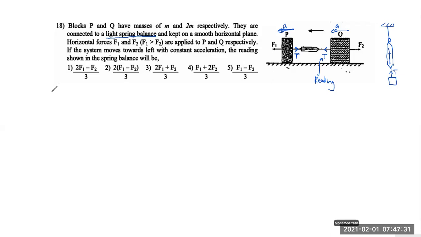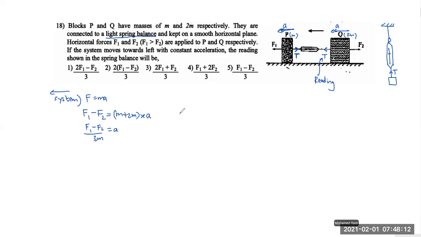What do you do first of all? Horizontally, the system is moving to the left. So for the entire system in that direction, I will apply F equals ma. Right. What is the resultant force acting on the system in that direction? That should be F1 minus F2. There's no point of marking tension because these two tensions will cancel out. And the total mass, careful, is m plus 2m. P is m and Q is 2m, right? Into the total acceleration of the system, a. So I can say F1 minus F2 divided by 3m is equal to the acceleration.